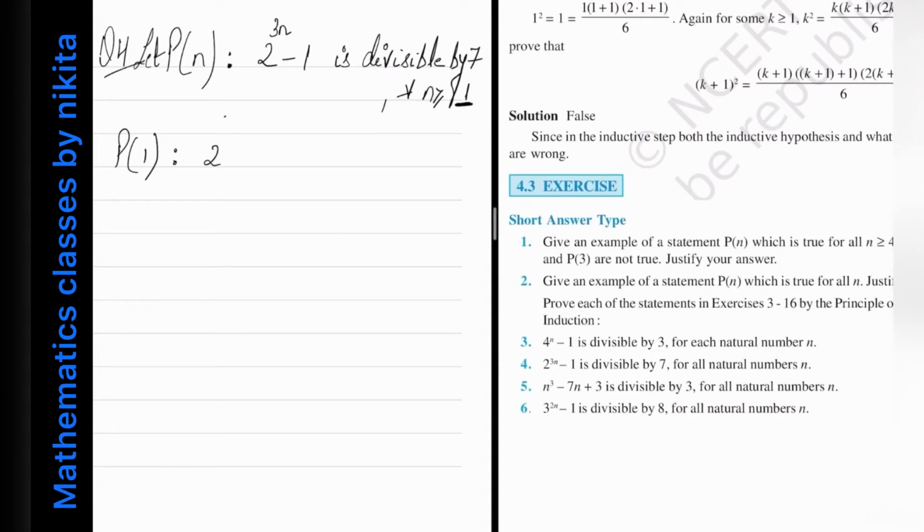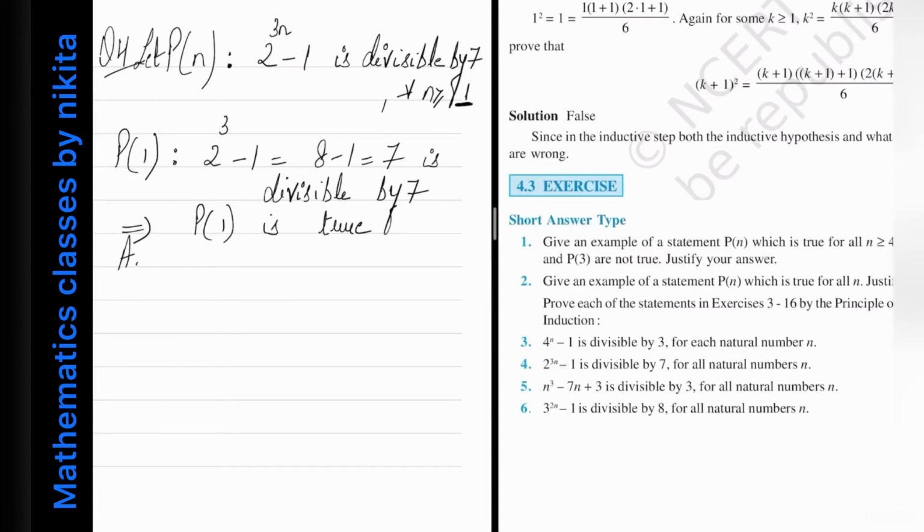2 to the power 3 minus 1, which is equal to 8 minus 1, which is equal to 7. And we know that it is divisible by 7 and 7 is divisible by 7. Every number is divisible by itself. So this implies what? That p of 1 is true.